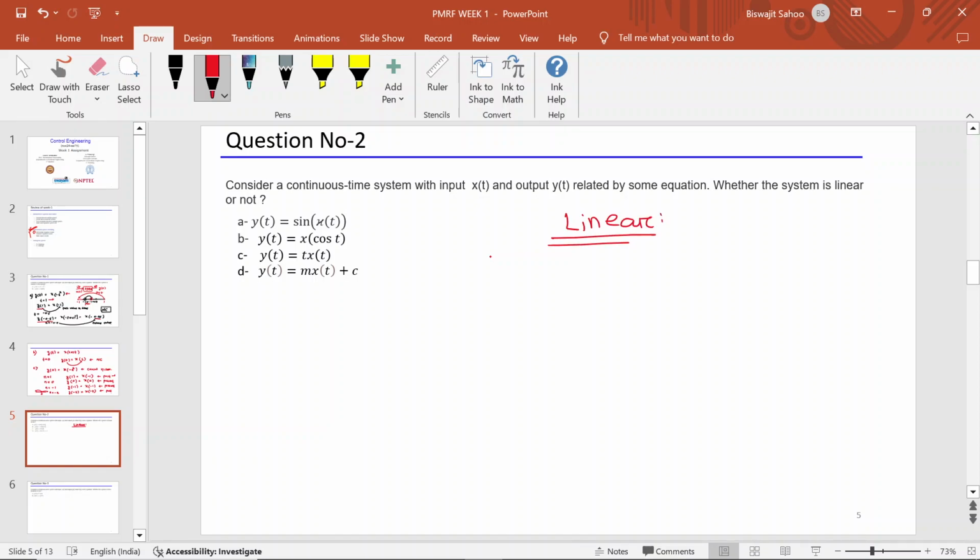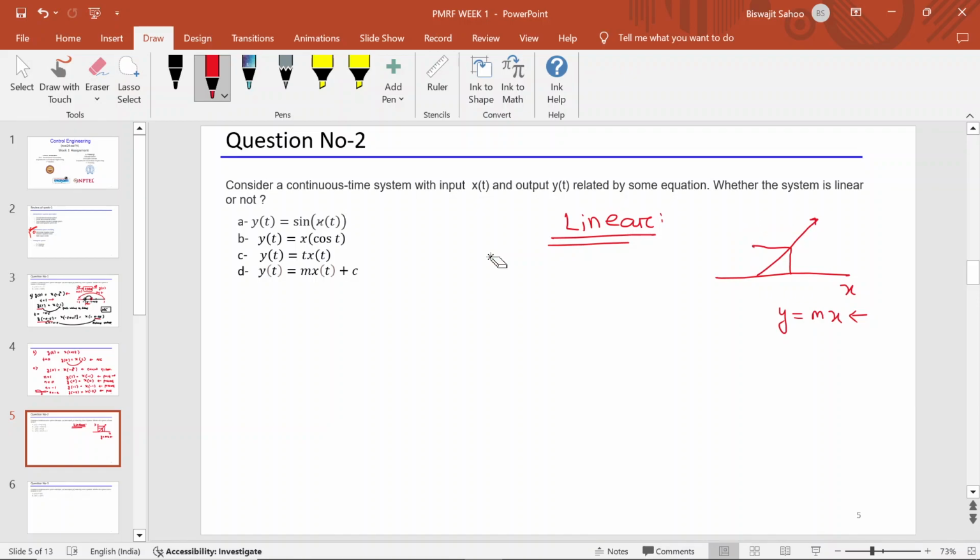Linear system means, as everyone knows, if it is a straight line, it is called linear, and it has to pass through the origin. If we say y and this is your x, it means y equals some m times x. This graph shows a line passing through the origin, and for every value of x we get a corresponding value. So this system is linear.